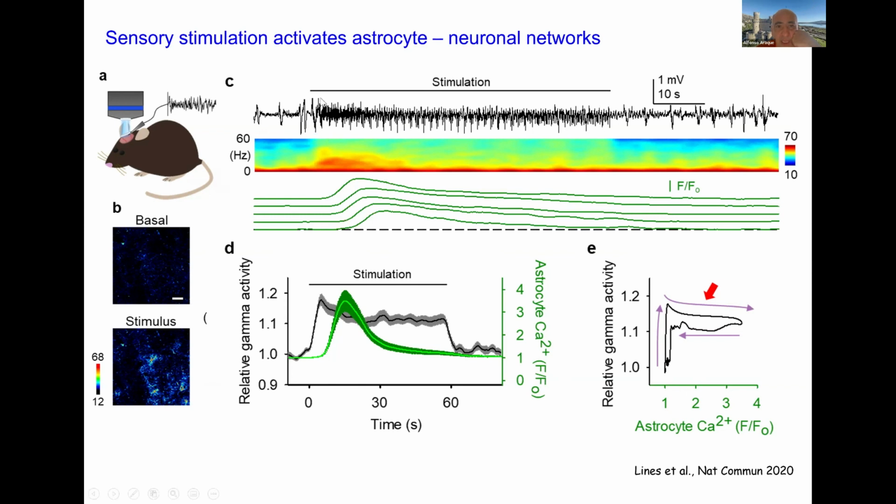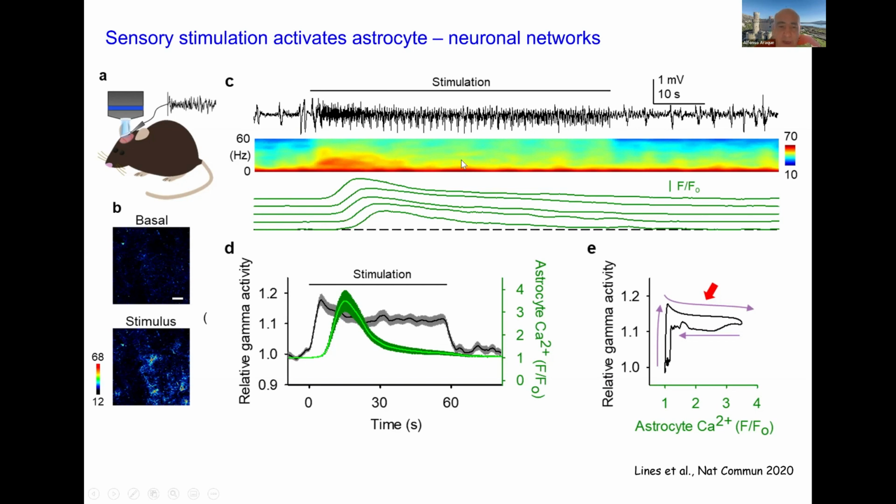And you can observe that upon the sensory stimulation in the hindpaw, with electrical stimulation in the hindpaw, we observe this type of response, which is characterized by an initial enhancement of the gamma activity of the field recording, gamma activity between 40 and 60 hertz, and then upon the continuous stimulation, a decrease in the gamma activity of the signal.